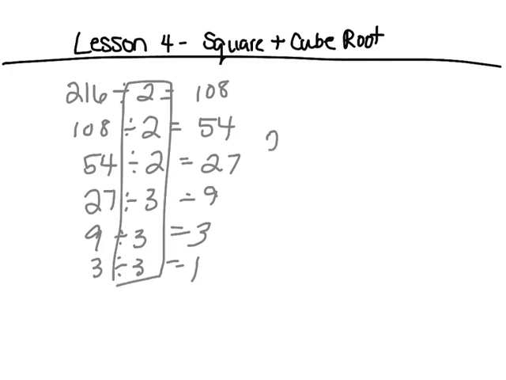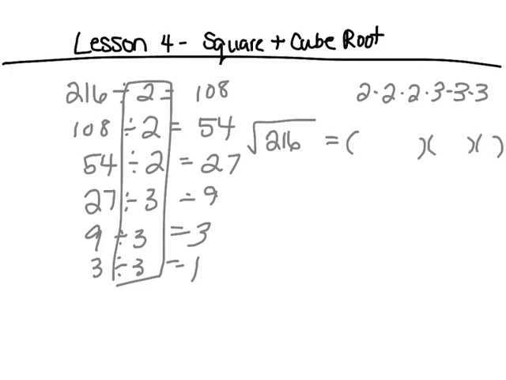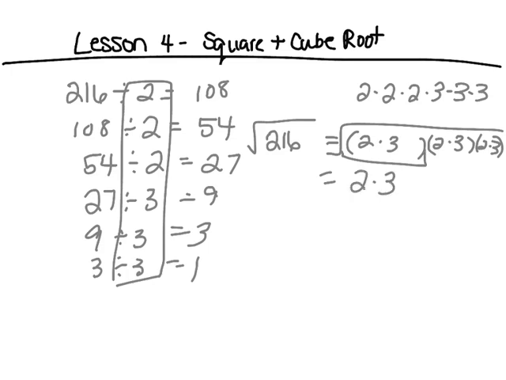So the cube root of 216 is, we have 2 times 2 times 2 times 3 times 3 times 3. We want to break this into 3 separate groups. So we have 2 times 3, 1 in each group. So the answer is one of these groups, which is 2 times 3, and 2 times 3 is 6. So this proves the cube root of 216 is 6.